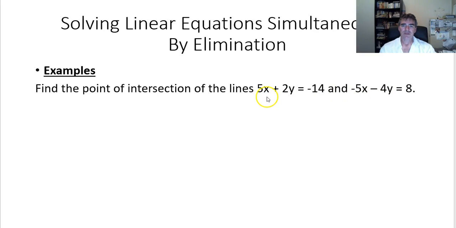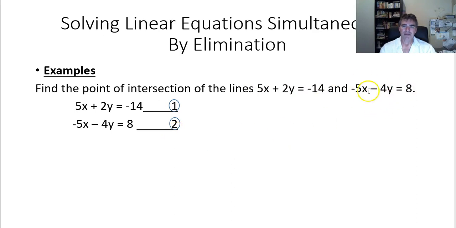So we've got the line which is a linear function, 5x plus 2y equals negative 14, and we've got negative 5x minus 4y equals 8. So again, our first step is to label each of the lines. So equation 1 and equation 2. And I've written them. You'll notice the x's are underneath each other, the y's, and our constants written there.